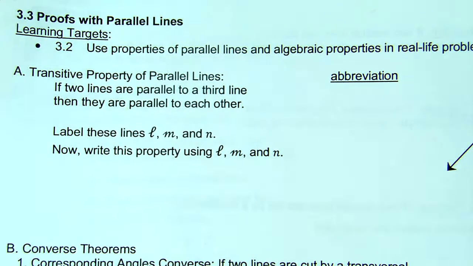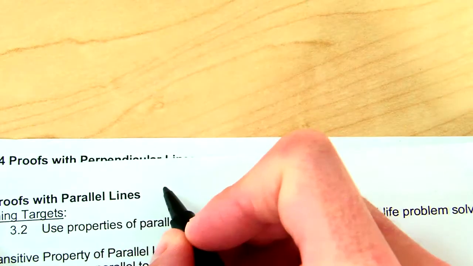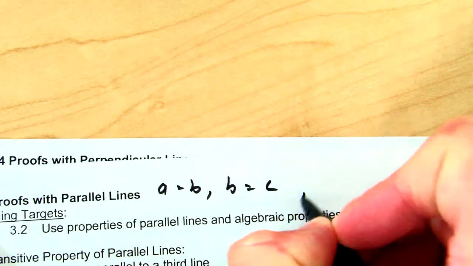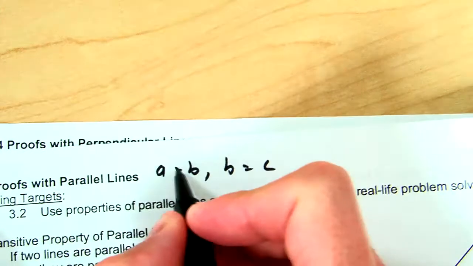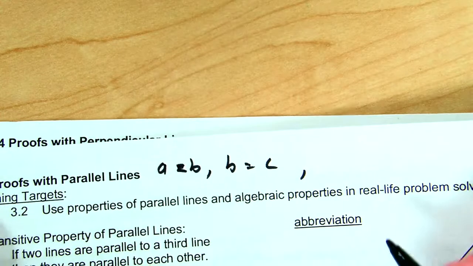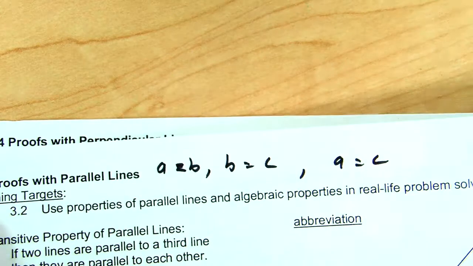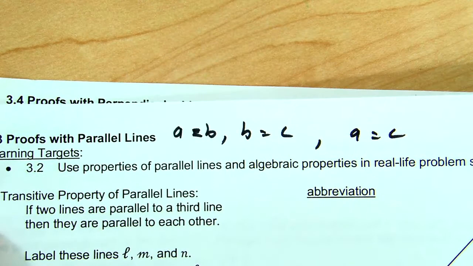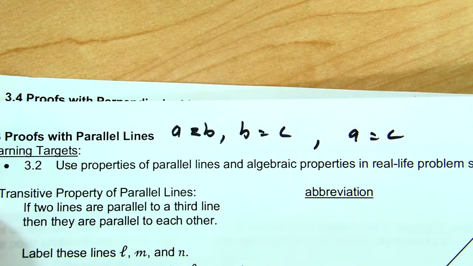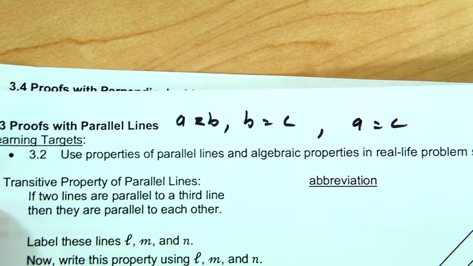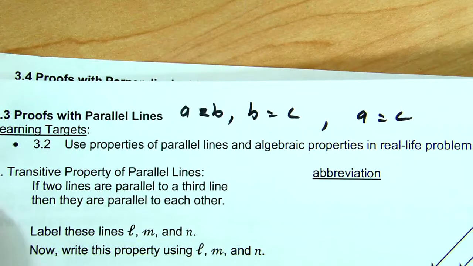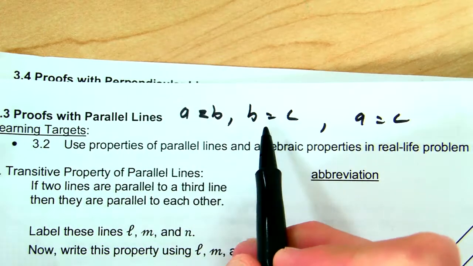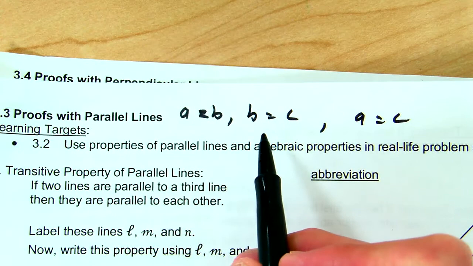The transitive property, if you remember just in general, was: if A is equal to B, and B is equal to C, then what can you conclude? You can conclude that A is equal to C. And that transitive property we used in proofs, and we will continue to use in proofs. The transitive property of parallel lines is very, very similar. I'm just going to replace these equal signs with parallel lines.